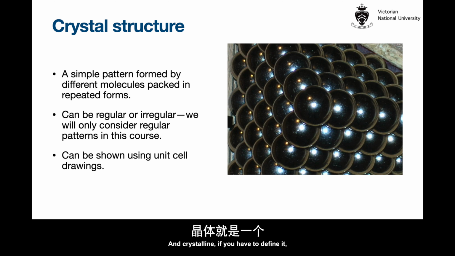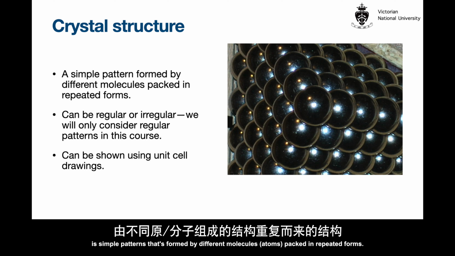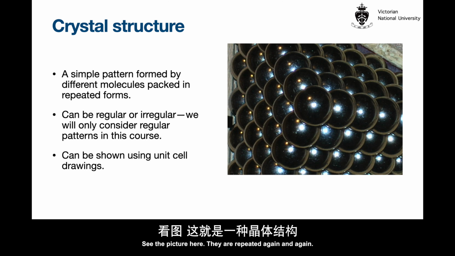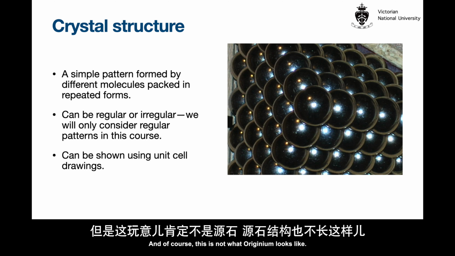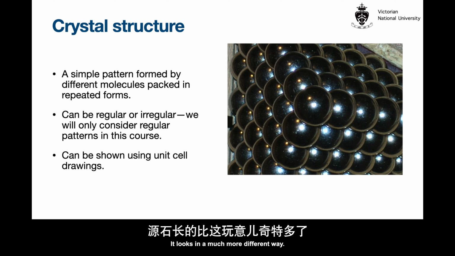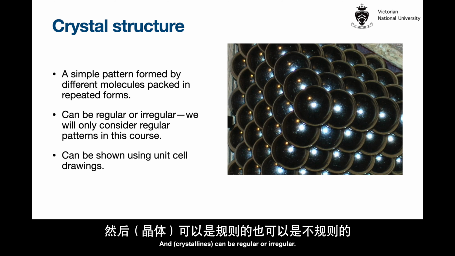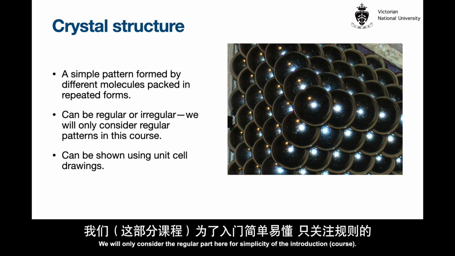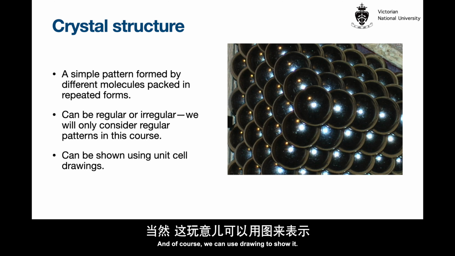A crystalline, if you have to define it, is a simple pattern formed by different molecules packing in repeated forms. So the picture over here is repeated again and again. Of course, this is not what Originium looks like. It looks much different, and it can be regular or irregular. We will only consider the regular part here, just for simplicity and introduction. Of course, we can use drawings to show it.